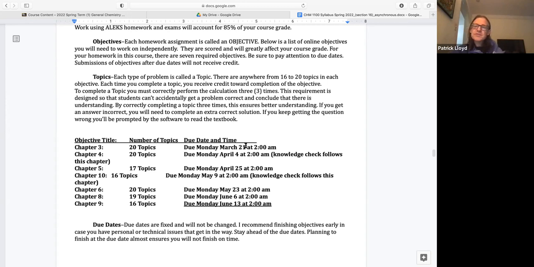If there's a particular chapter where you only do 18 out of 20 topics or 16 out of 20 topics, that's not going to kill your grade. What will kill your grade, of course, is if you don't do any of the topics and you miss a chapter altogether. Then you probably have a problem with being able to pass the class. Try to keep up with it.